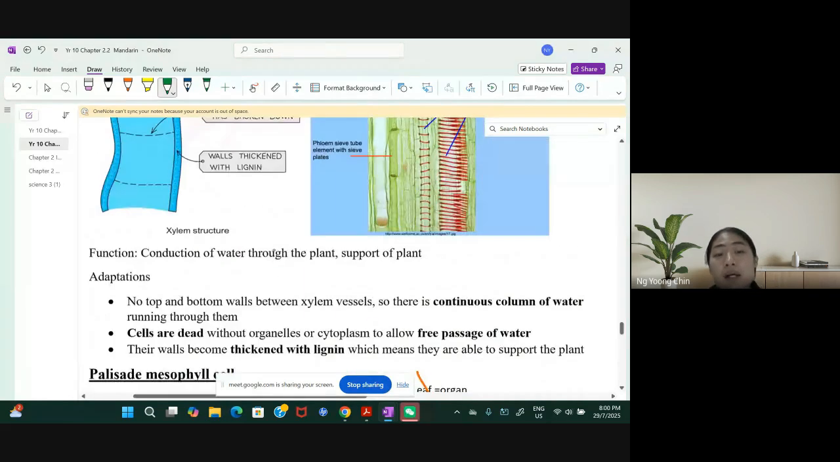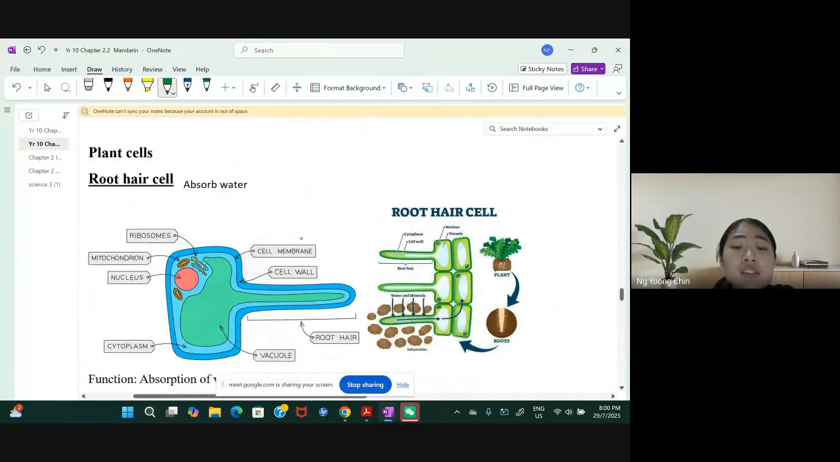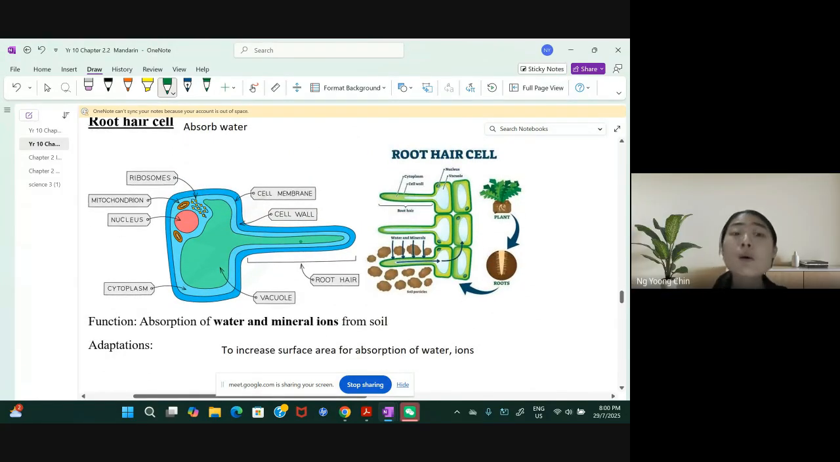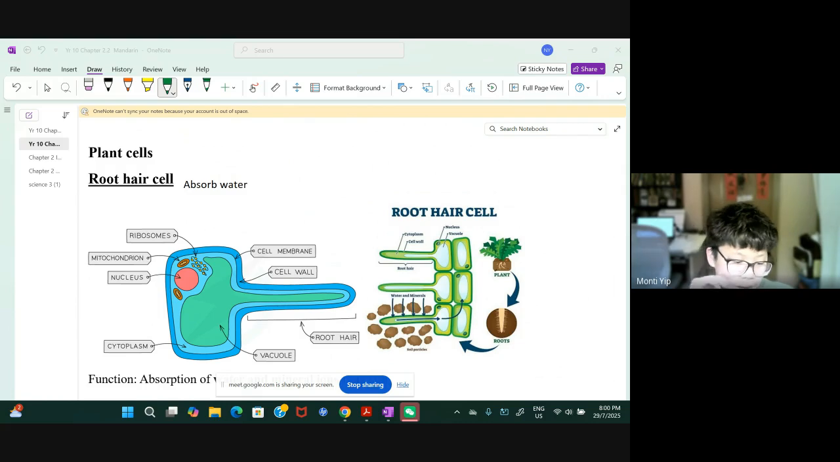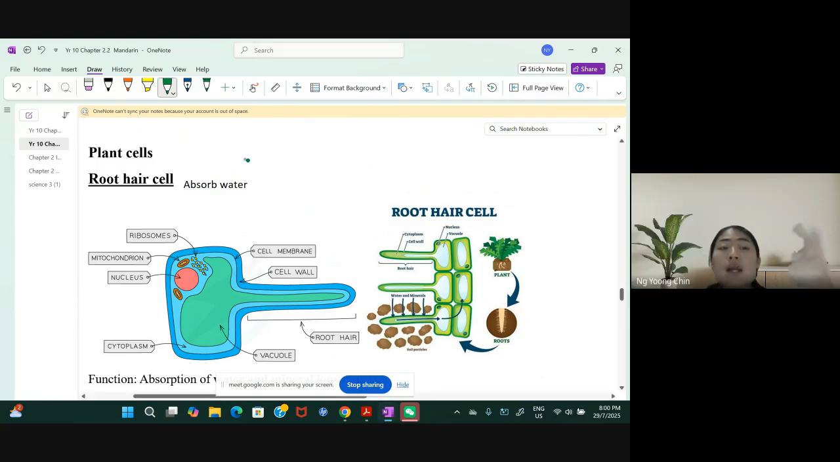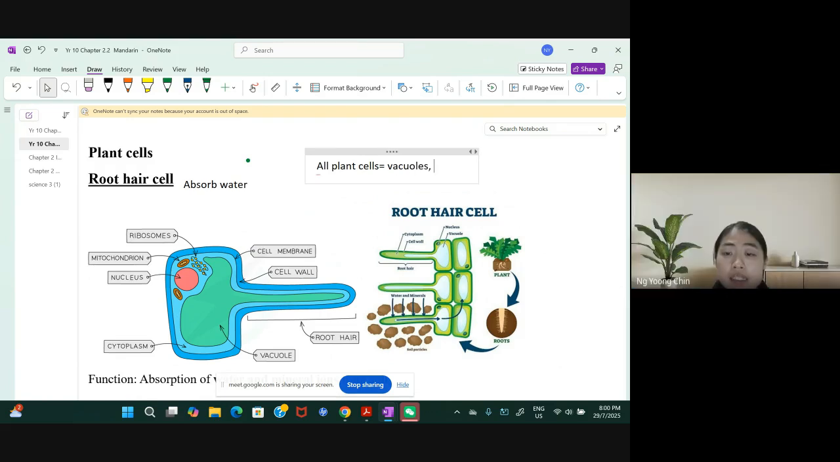But you can see in the root hair cell, do you see the chloroplast exists? No, right? There's no chloroplast in the root hair cell. So that's why I tell you that not all plant cells have chloroplasts. Only three plant cells have chloroplasts only. Remember the palisade cell, the spongy cell, and the guard cell. Not all plant cells have chloroplasts, but all plant cells must have two things: the vacuole and the cell wall.